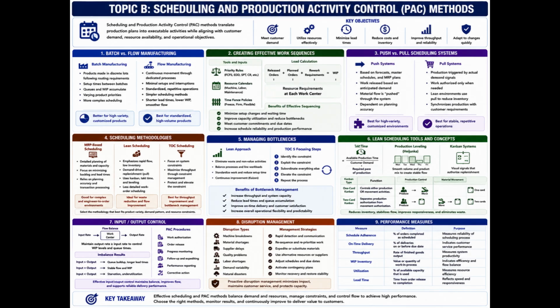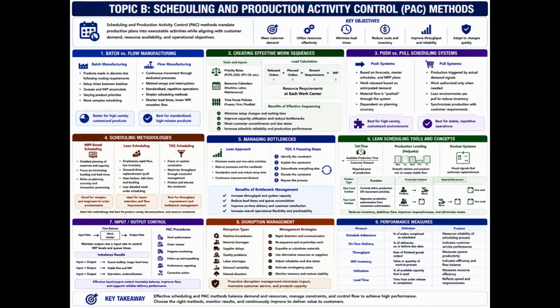Pull systems, however, authorize production only when actual demand signals trigger replenishment activities. Lean manufacturing environments commonly use pull systems to reduce inventory and synchronize production with customer requirements. While push systems are generally better suited for high variety and customized environments, pull systems perform best in stable, repetitive operations. Understanding the strengths and limitations of each approach enables organizations to select appropriate scheduling methods.